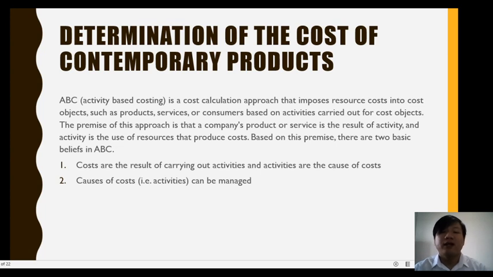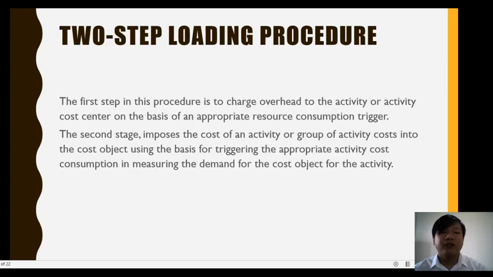Based on this premise, there are two basic beliefs in ABC. First, costs are the result of carrying out activities, and activities are the cause of costs. Two, costs can be managed. Two-step loading procedure. The first step in this procedure is to charge overhead to the activity or activity cost center on the basis of an appropriate resource consumption trigger. The second step is to impose the cost of an activity or group of activity costs onto the cost object using the appropriate activity cost consumption trigger in measuring the demand of the cost object for the activity.